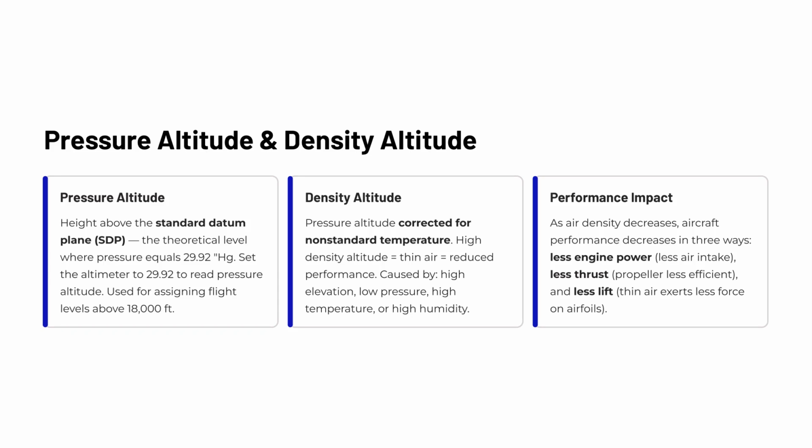The performance impact is significant across 3 areas. First, your engine produces less power because it's taking in less air. Second, your propeller generates less thrust because it's working through less dense air. Third, your wings produce less lift because thin air exerts less aerodynamic force on the airfoils. On a hot summer day at a high-elevation airport, this combination can dramatically increase your takeoff distance and reduce your climb rate. Always calculate density altitude before flight.